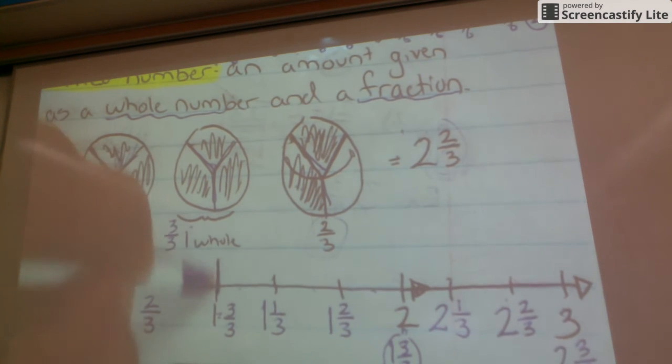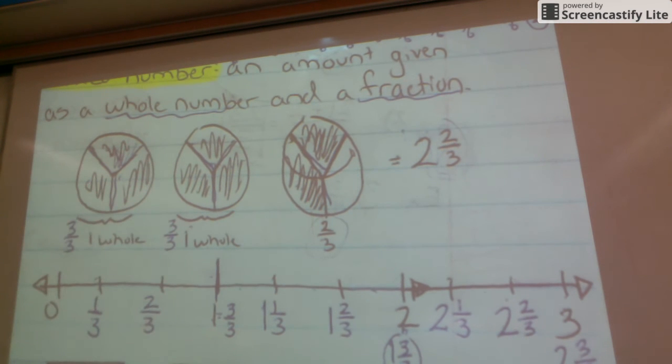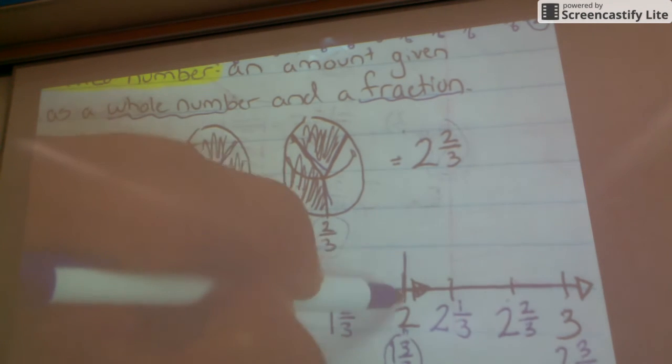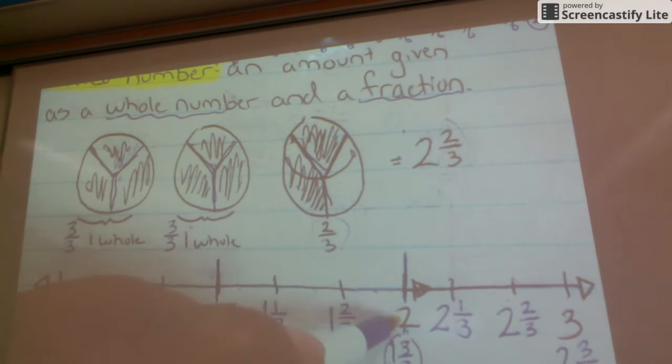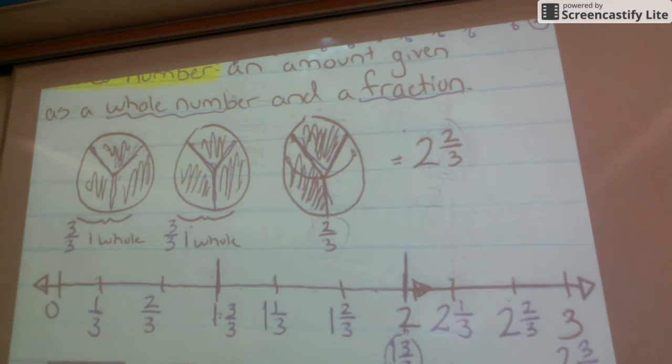Then I like to make my whole numbers bigger lines. So this is 3 out of 3, which is one whole. The next number is going to be 1 out of 3, 2 out of 3, and then 1 and 3 out of 3, which is the same thing as one whole plus one whole, which is 2. Okay, so I made a bigger line so I know.